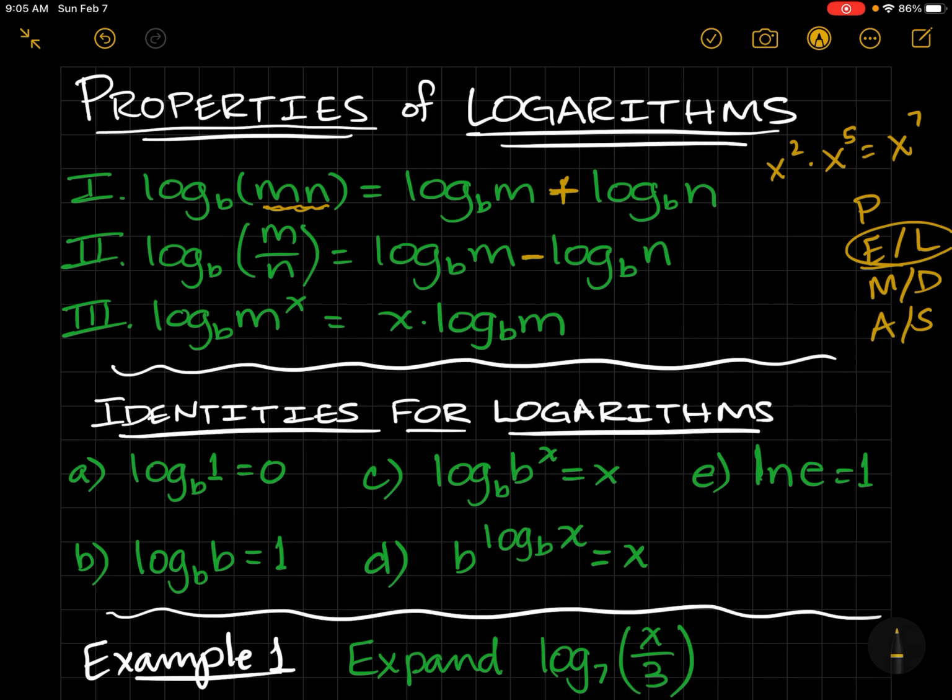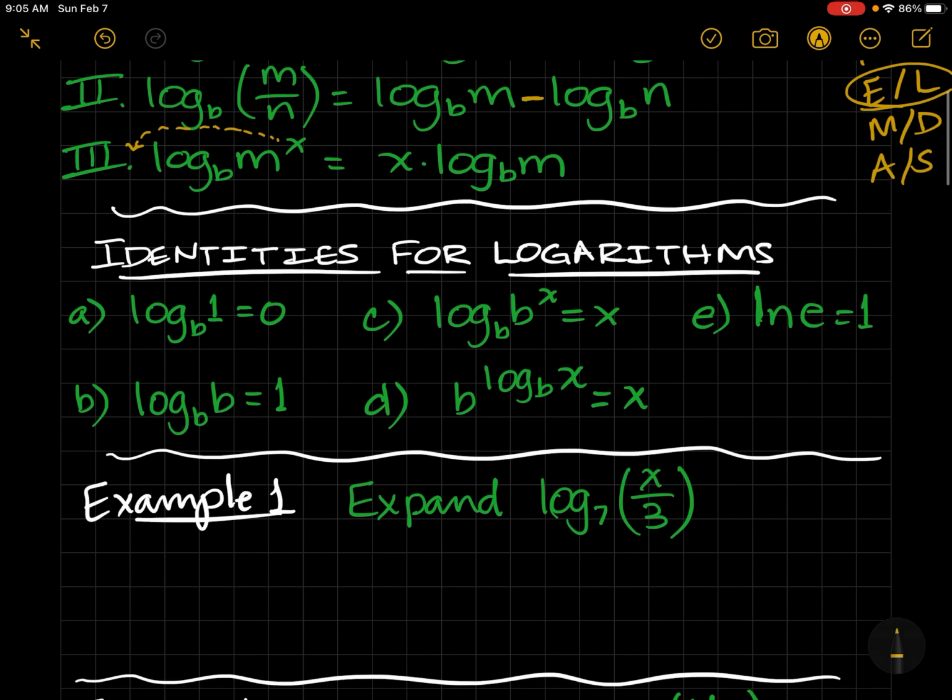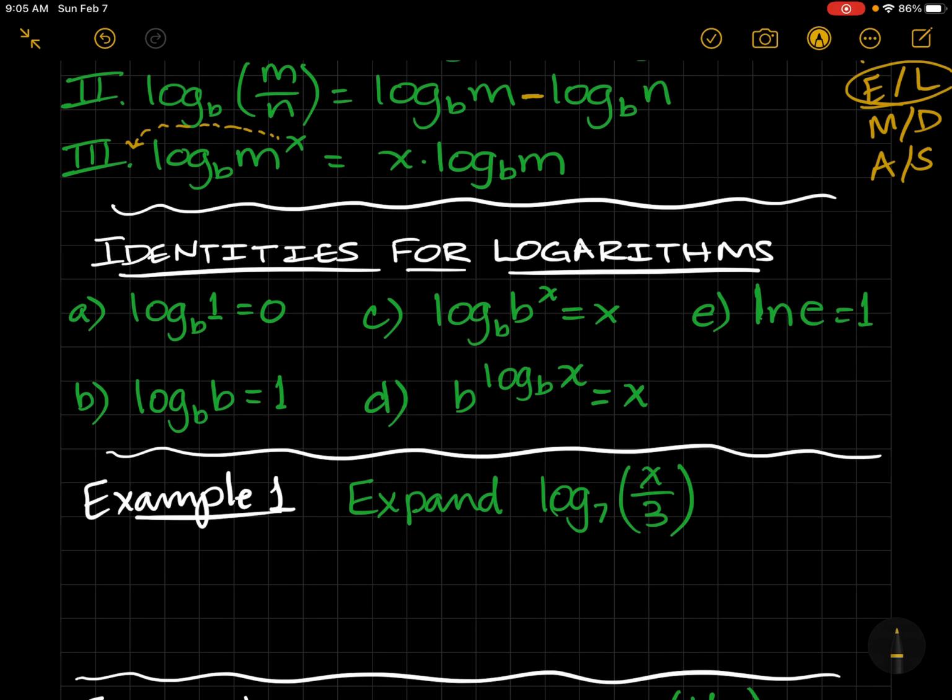And all it says is that you can take the exponent and bring it right around front. And eventually we'll see why this works. Okay, so exponents and multiplication are very closely related. Let's look at some identities for logarithms.